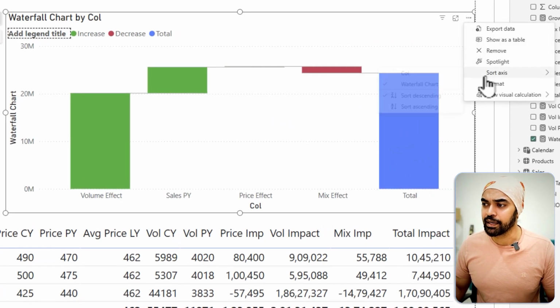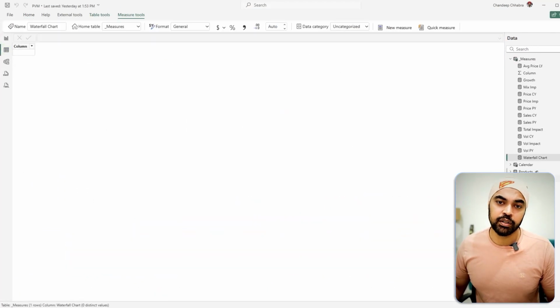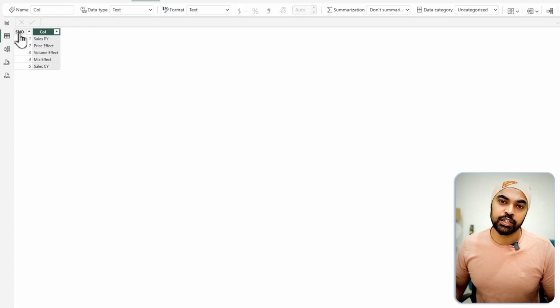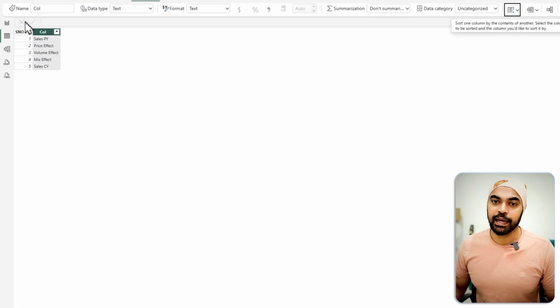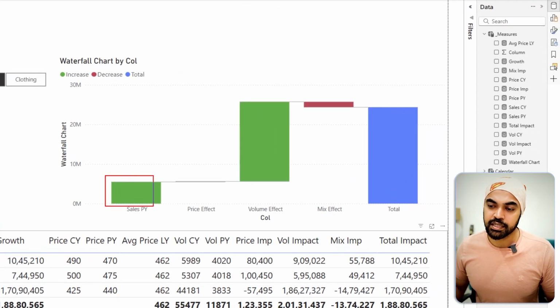Now, sure enough, I want to sort this chart real quick. So I'm going to go ahead and sort this by the column, and the column itself needs to be sorted in the order that I have. So if I just go to the waterfall table, I'm going to say that this particular column needs to be sorted in the order of serial numbers, and I'm going to do that real quick, and this gets done. All right, once the chart is sorted, you can see that we start with the sales previous year.